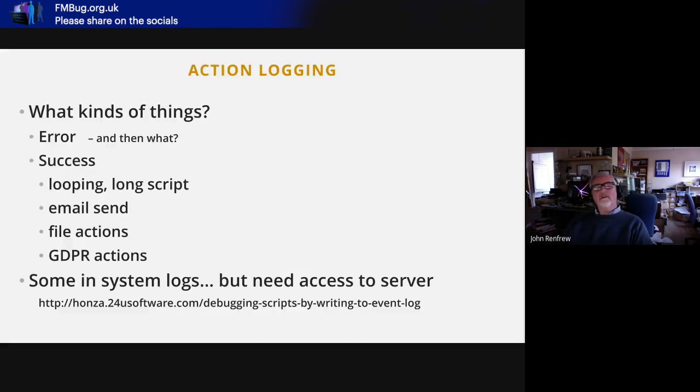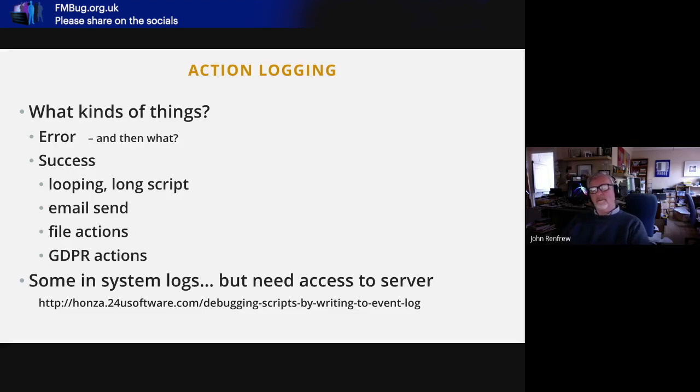So what kind of things am I talking about in terms of event or action logging? Well, obviously, the first one is logging errors. We can capture errors, and I hope as developers we're following good practice to capture errors. But the question is, we potentially need to be able to log them, but then consider what do we do next once we've logged an error?